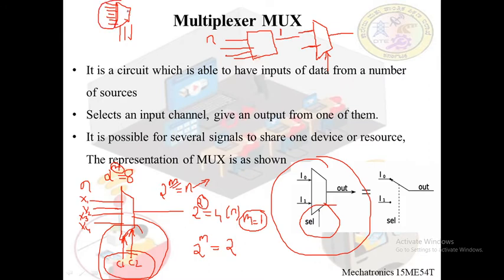Whatever the number of inputs, the output will be only 1. So based on the inputs and the output, muxes are named. For 2 inputs and a single output, it is called a 2:1 or 2x1 type of multiplexer, and for 4 inputs and a single output, it is called a 4:1 multiplexer. For 8 inputs and a single output, it is called an 8:1 type of multiplexer.